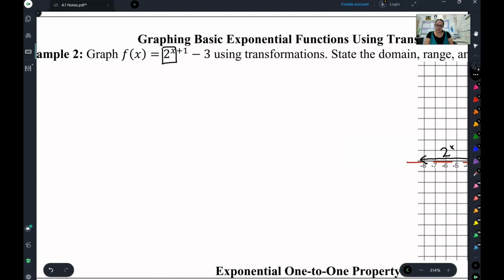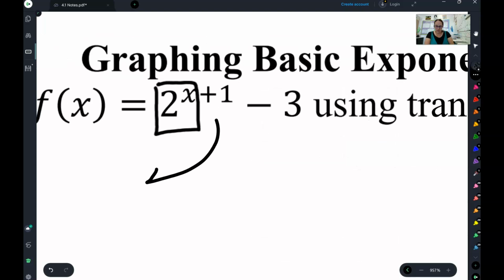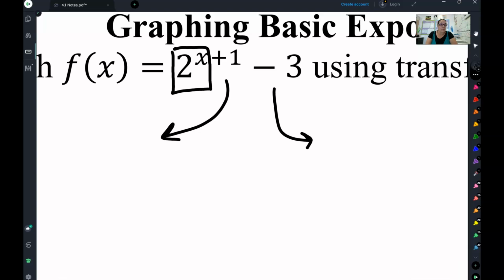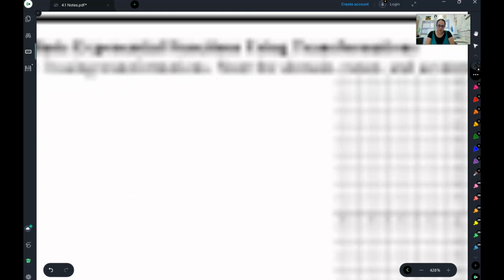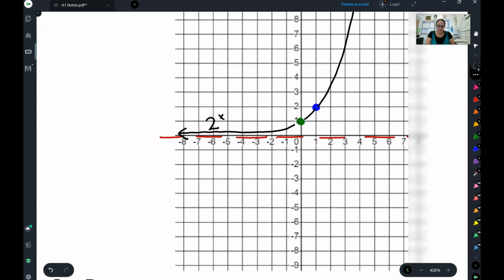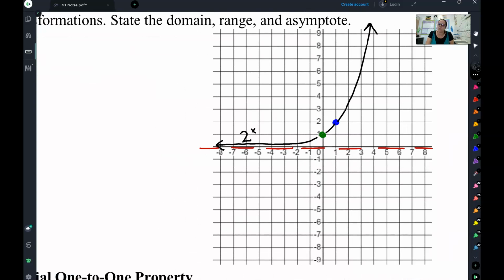Now let's transform it. So this graph has a +1 on the inside and a -3 on the outside. This is to see if you remember your inside-outside transformation rules. Remember, inside moves side to side and is opposite. Outside moves up and down and is the same. So a +1 on the inside is going to move left 1, where a -3 on the outside is going to move down 3. So I'm going to come back to my graph and move everything left 1, down 3.